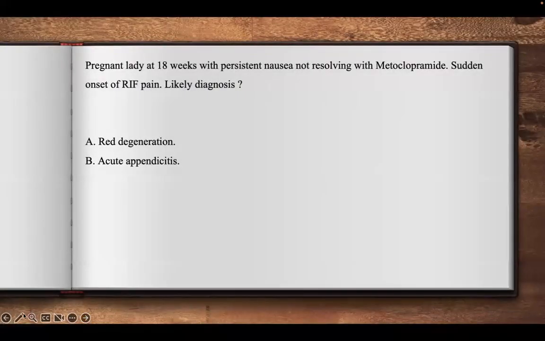This next question is, let me take my pen. So this is a pregnant lady at 18th week with persistent nausea, not resolving with metoclopramide, sudden onset of right iliac fossa pain, likely diagnosis. I know there's a lot of information missing, and only two options. So first is red degeneration and second is acute appendicitis. So we have to decide between these two. What do you guys think about this one?